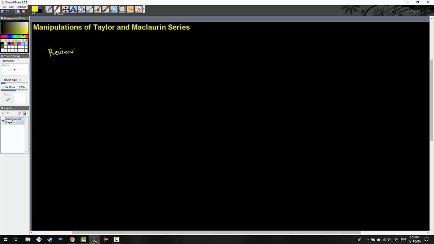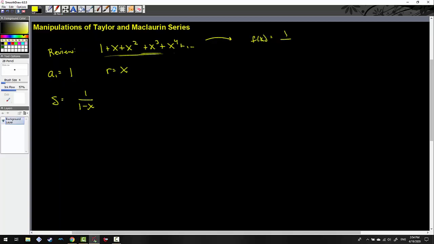Let's review for a second. When we first started off with Maclaurin series, I gave you a function: 1 plus x plus x squared plus x cubed plus x to the 4th plus and so on. And what we found was that this was a geometric series with a sub 1 being 1 and our ratio being x. And then that meant that our sum was going to be a sub 1 over 1 minus r, which was 1 over 1 minus x. In other words, confirming that this power series here was a representation of this function here.